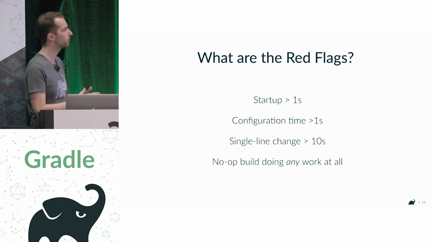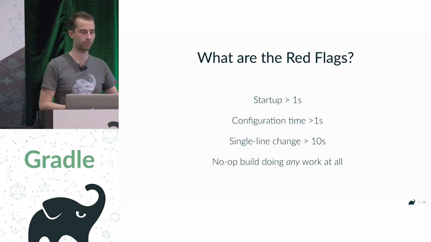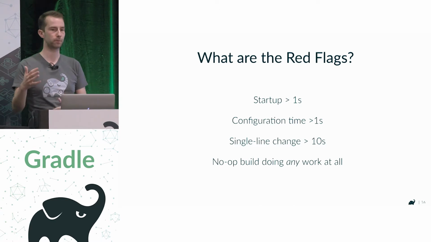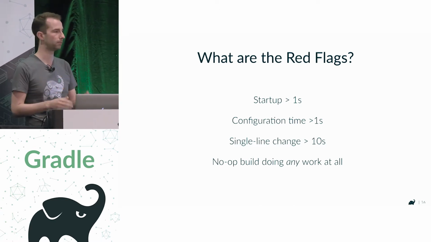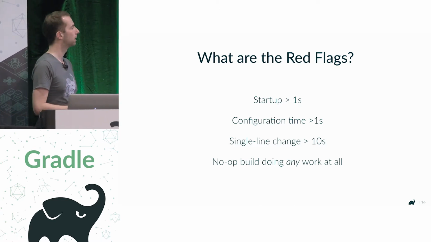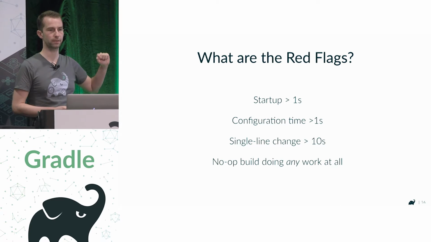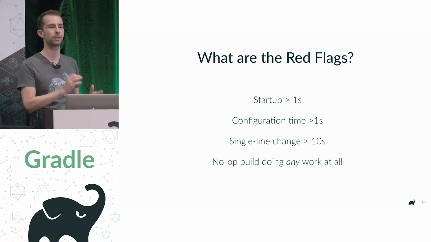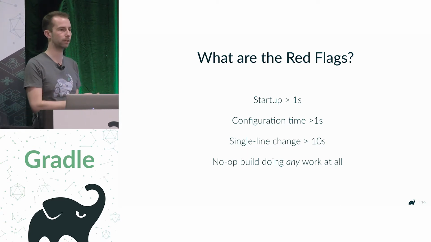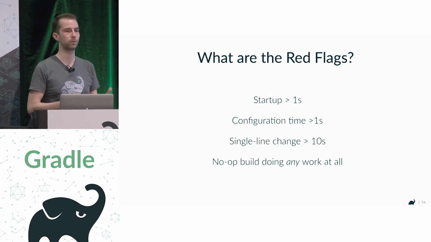We have a test project actually on CI. It's run on every commit. It has 500 subprojects with the Java plugin, IDEA plugin, Eclipse plugin, et cetera, and that takes less than 1 second to configure. So if you have only, let's say, 100 projects and you take more than a second to configure, there's something wrong. There's some plugin in your build or some build script that's doing something it shouldn't.